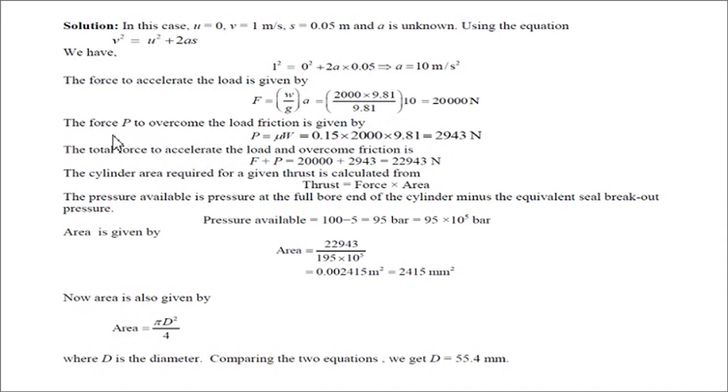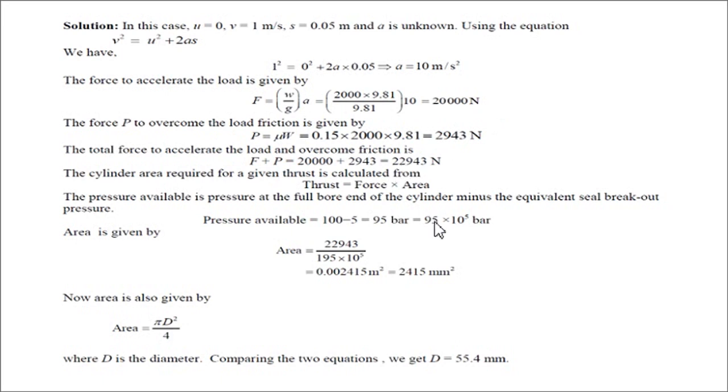Now we need to find the frictional force. This 20,000 Newton is nothing but the inertia force, plus the frictional force, which is mu into W. Now what is W? W is 2000 into 9.81, multiplied by 0.15. So this F plus P will give us the total force which needs to be overcome.